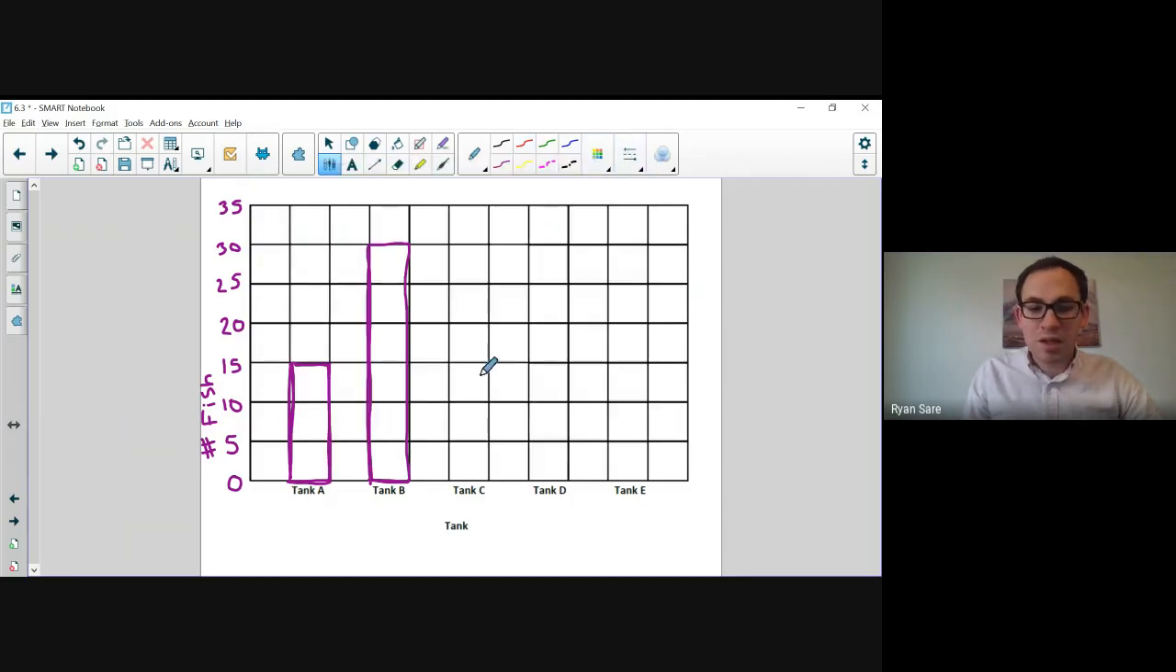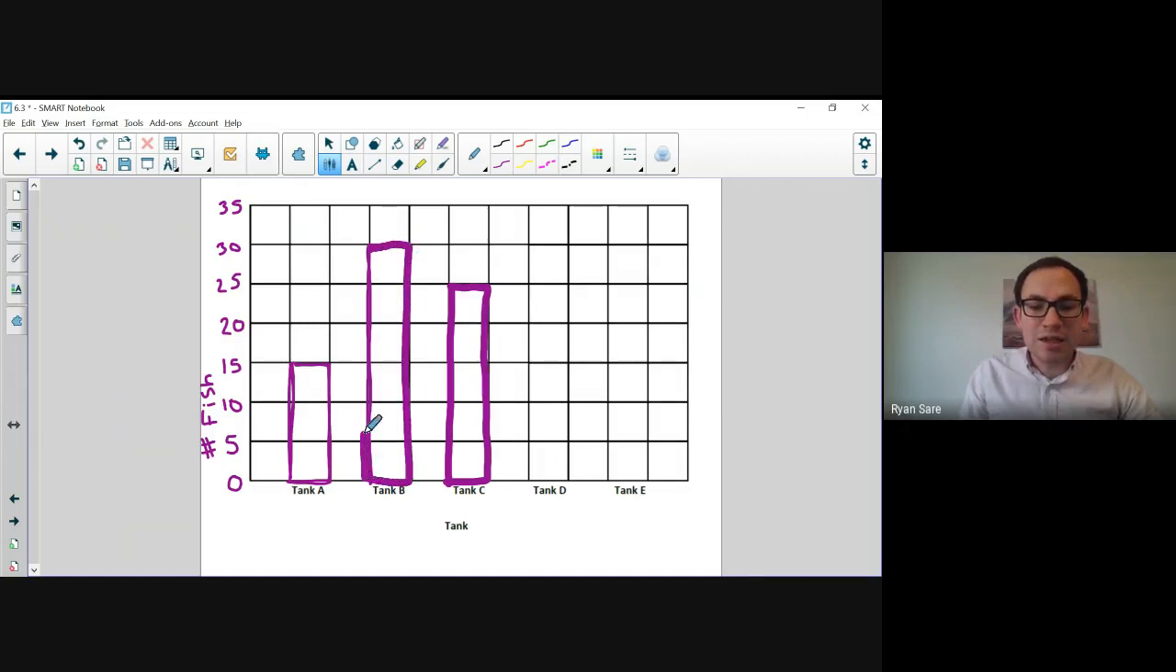Okay. For tank C, I had 25, so we want to go up to 25. This time I went up to where 25 was and then drew the line down. Makes it sometimes a little easier to follow it. I like that thicker line. Go back in and fill these other ones in.